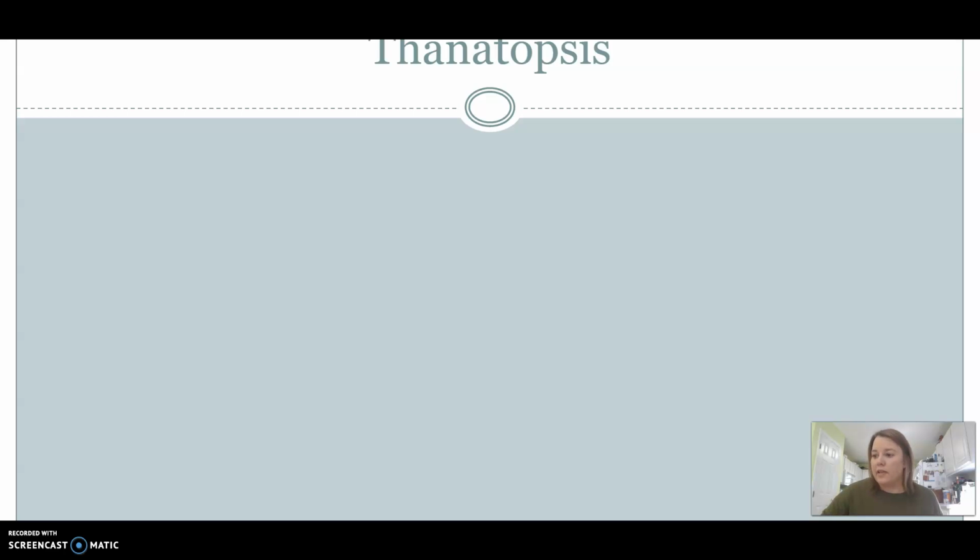All right, so looking at Thanatopsis, I've chunked this by the different line numbers, which are marked for you on that Google Doc.